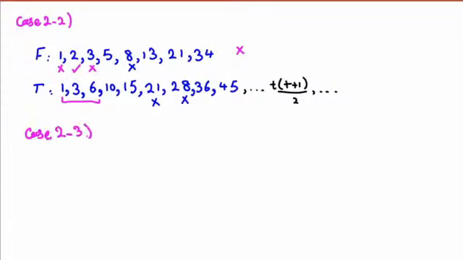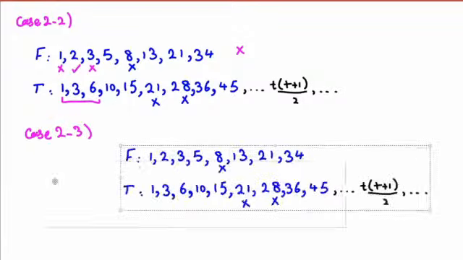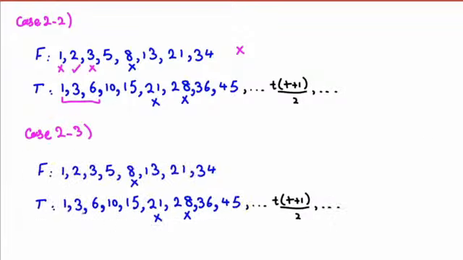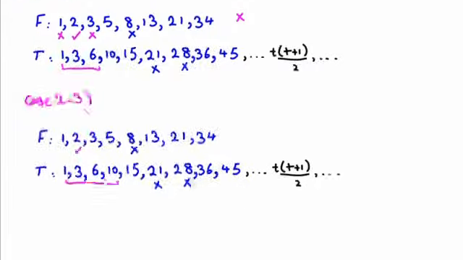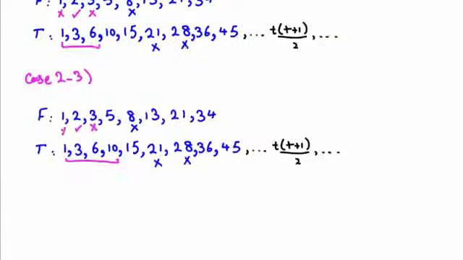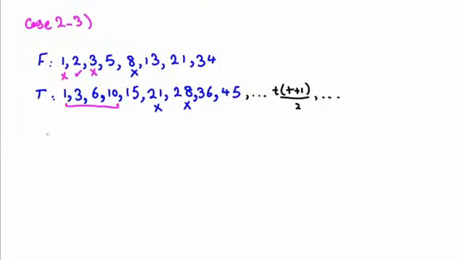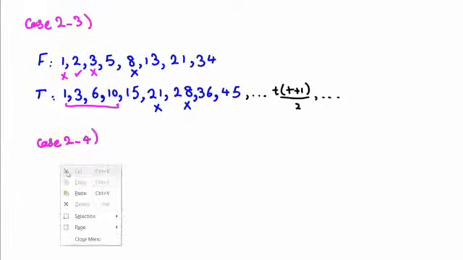Case 2, 3. We select 1, 3, 6, 10. So let's do this. If we select 1, 3, 6, 10, then what do we have? Again, we should select 2 because it's a multiple of 2. We shouldn't select 3, we shouldn't select 1. Again, we have this problem. And also for case 2, 4, we have again this problem.